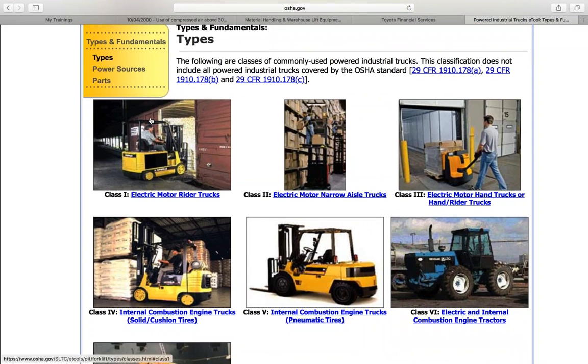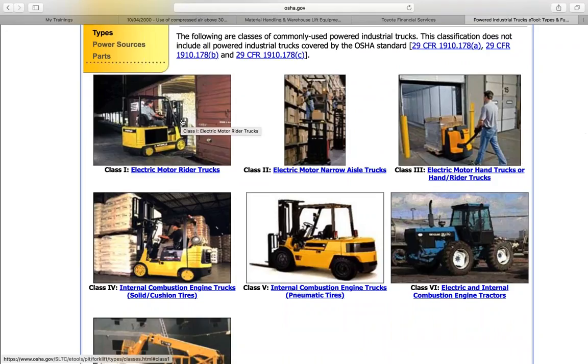Let me show you an example. We have different fork trucks, and these are all motorized. We're looking at an electric forklift, class 1 or type 1, whatever you want to call it. Class 2 is a narrow aisle truck, something you would normally find in a retail outlet. Type 3 is motorized pallet jacks. Non-motorized pallet jacks will not be counted, because these are only for powered industrial trucks. Class 4 is our propane, gas, or diesel fork truck with cushion tires.